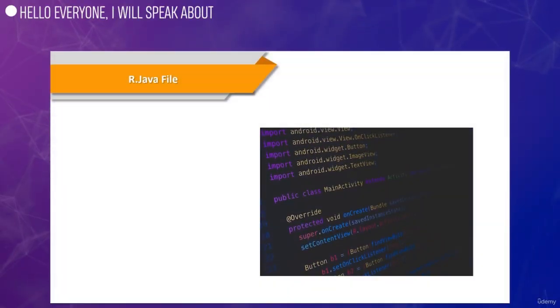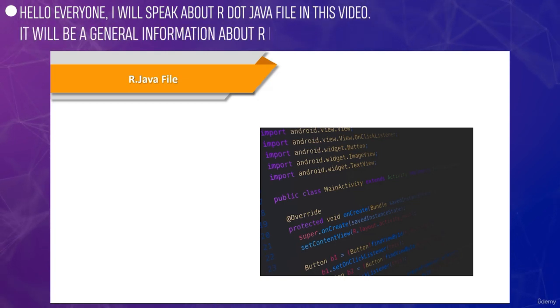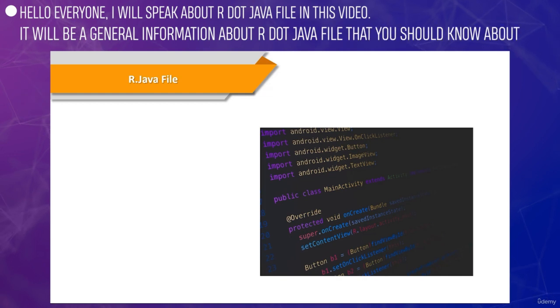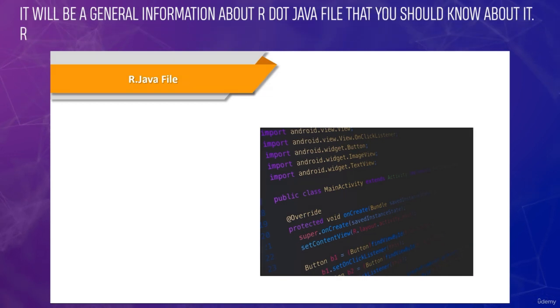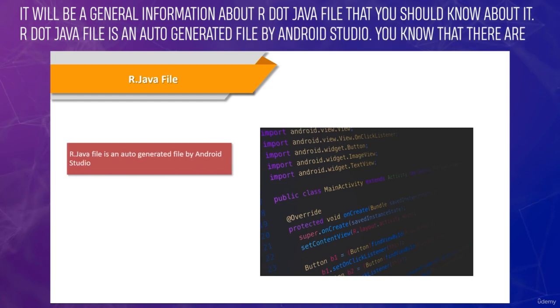Right, hello everyone. So I want to talk to you a little bit about R.java files in this video. It's going to be some general information about the R.java file that you really ought to know about. This R.java file is an auto-generated file by Android Studio.